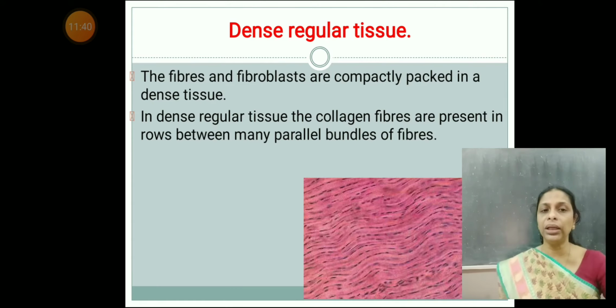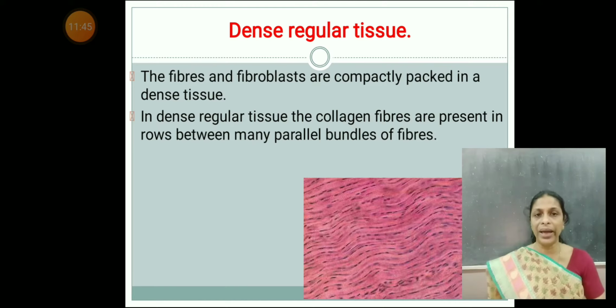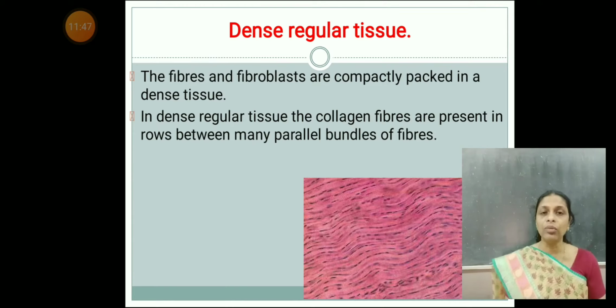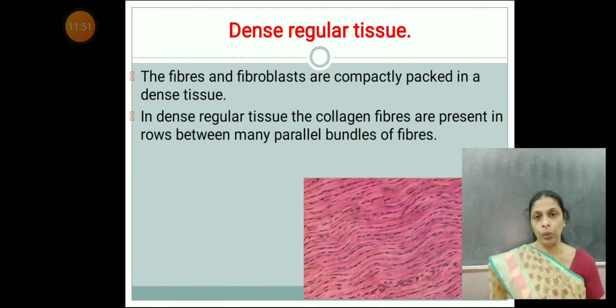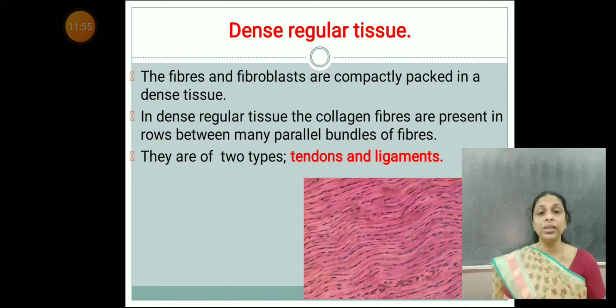You can see that in the picture over here. So there is a regular pattern. You can see that regular pattern here in the diagram which is given there. So that is the peculiarity of a dense regular tissue. Now, there are two types of dense regular tissue that you have to study. One is tendons, another one ligaments.